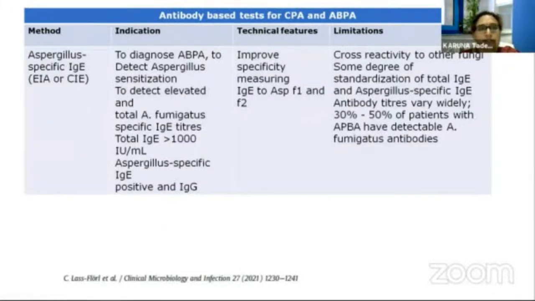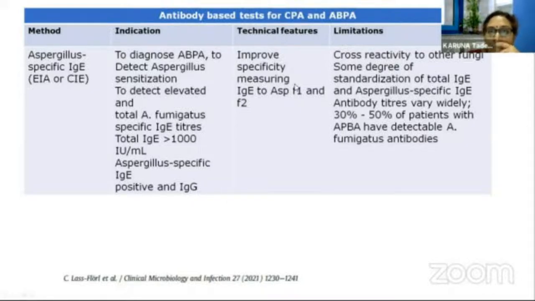Now, Aspergillus specific IgE: there are enzyme immunoassays or CIE to diagnose ABPA, to detect Aspergillus sensitization, and to detect elevated total IgE and Aspergillus fumigatus specific IgE titers. Total IgE more than 1000 international units per ml is very significant. Aspergillus specific IgE positive and IgG are also detected, which gives us a clue of ABPA.